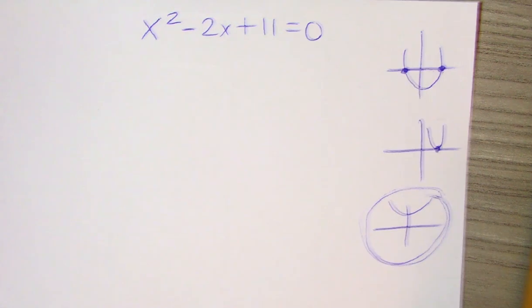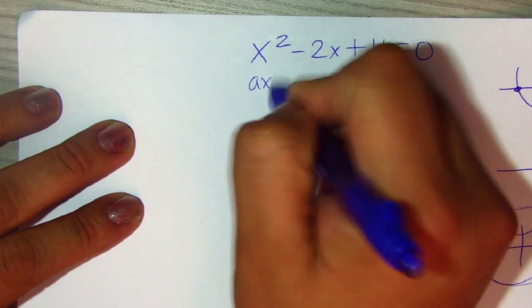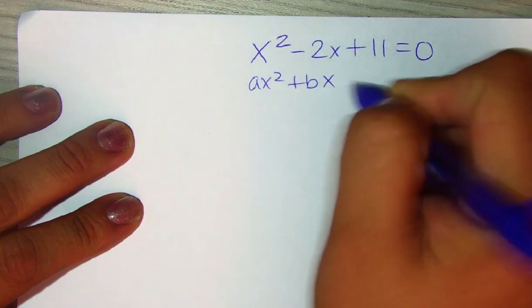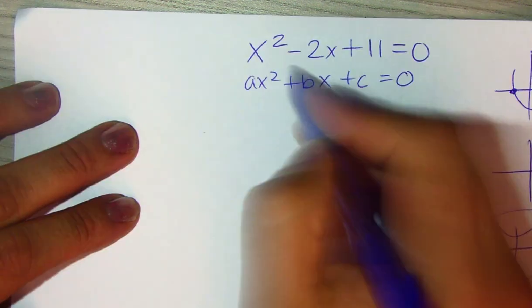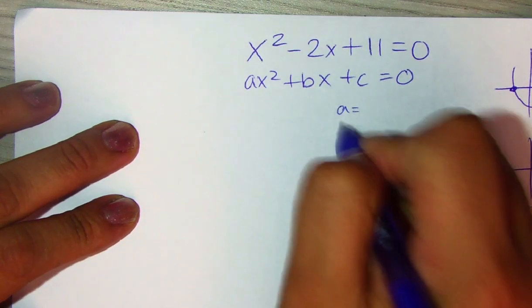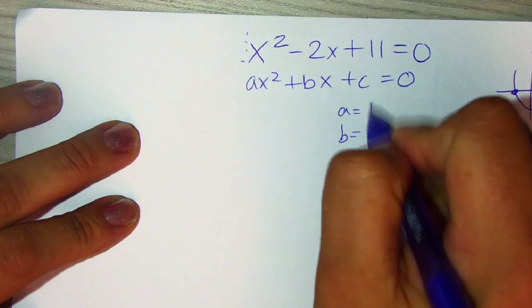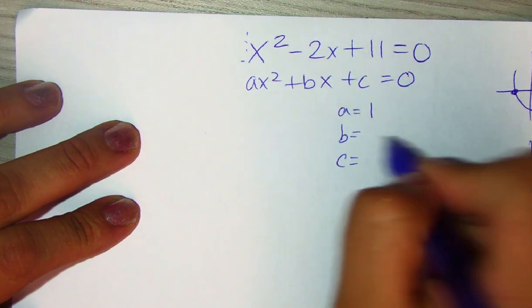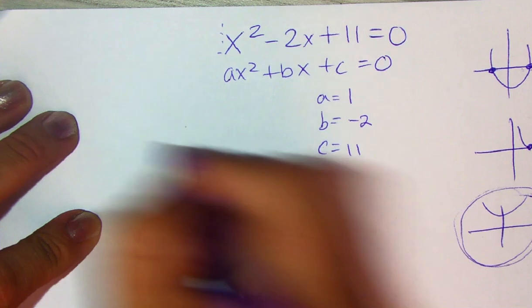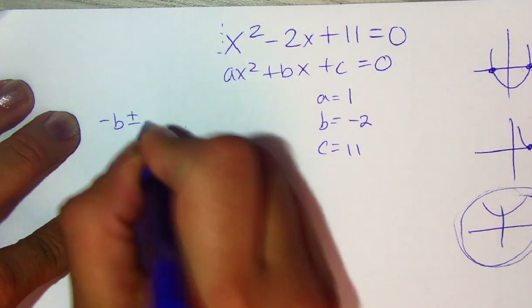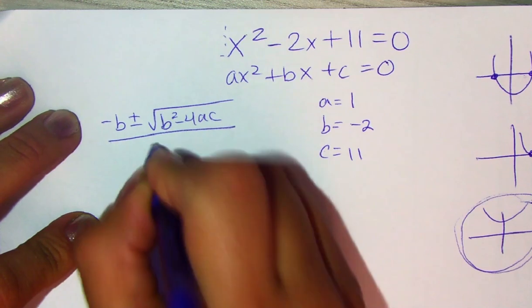Let's just do the math behind it just to make sure that it is 2. So we start by checking, or actually we should have checked that it's in standard form before graphing, and it is. So now we do the A, B, and C. A will be an imaginary 1, so it's just 1. B is -2, and C is 11. For the formula, we're going to use negative b plus or minus the square root of b squared minus 4ac, over 2a.